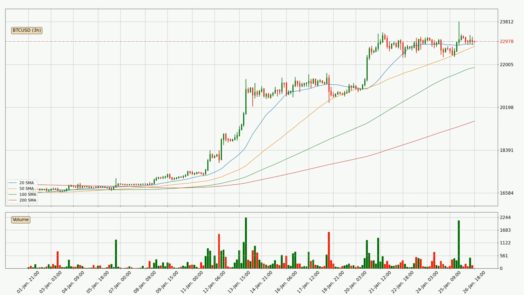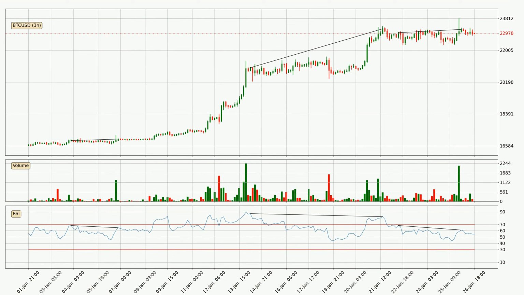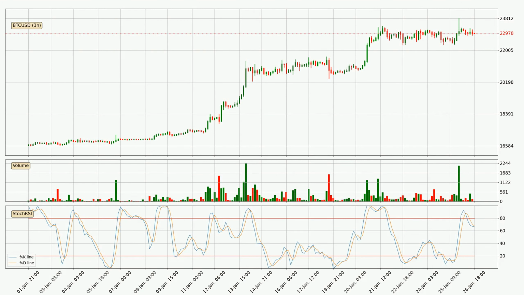On the lookout for divergences in the 3-hourly time frame, there is a bearish divergence, which means the price could go down from now or at least consolidate for some time. Moving to the 3-hourly stochastic RSI, there are no signs of the stochastic RSI being oversold or overbought at this time, but the %K line is below the %D line, which means the current trend is on the downside.